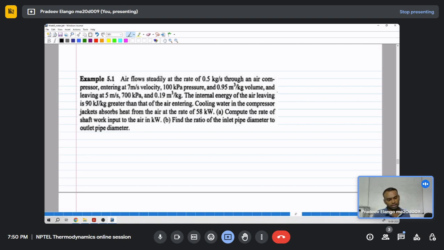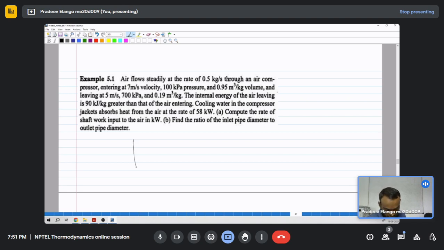The next problem: we have air that flows steadily at a rate of 0.5 kilogram per second through an air compressor, entering at 7 meter per second velocity, 100 kilopascal and 0.95 meter cube per kilogram volume, and leaving at 5 meter per second, 700 kilopascal and 0.19 meter cube per kg. The internal energy of the air leaving is 90 kilojoule per kg greater than that of the air entering. Cooling water in the compressor jackets absorbs heat from the air at a rate of 58 kilowatt. Compute the rate of shaft work input to the air in kilowatt and find the ratio of the inlet pipe diameter to the outlet pipe diameter.